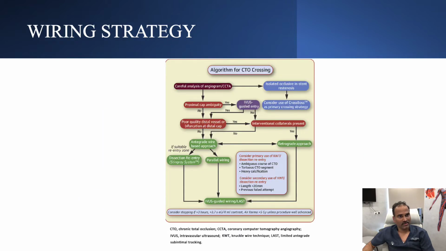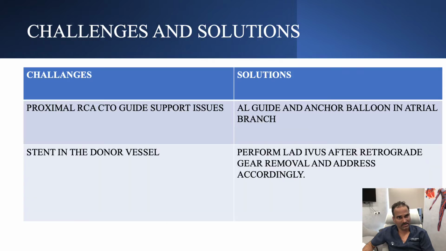The plan of wiring here is that the proximal cap is clear, and you have a good distal vessel visible, but mostly in antegrade injections, not in retrograde injections. So in that scenario, we can try an antegrade wire-based approach. If not successful for any reason, then you can move on to retrograde, as he had good interventional collaterals.